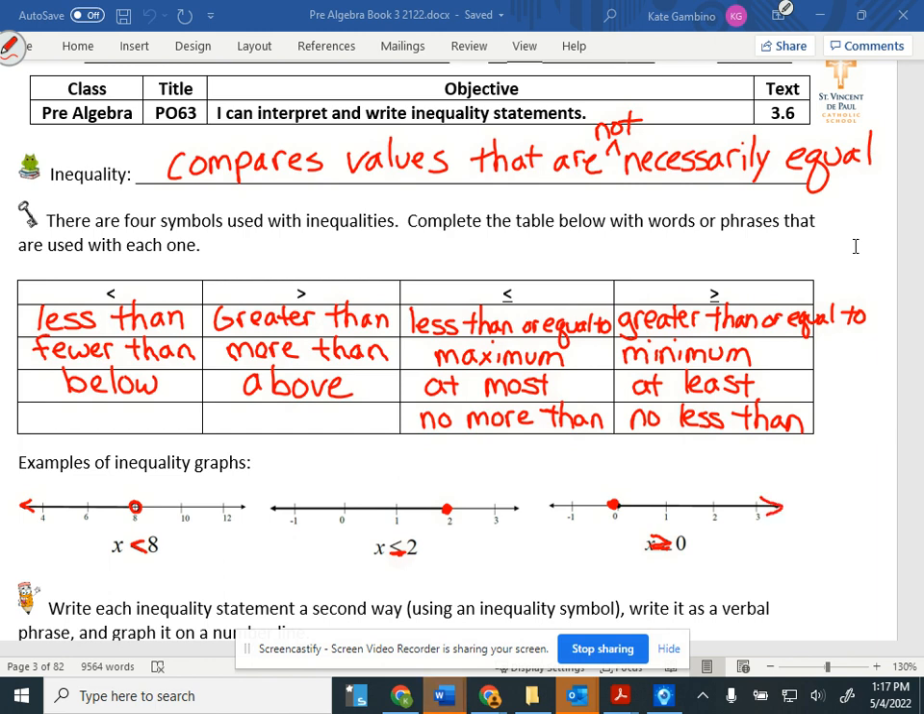The arrow goes the same direction as your symbol goes. So less than is pointing to the left, so our arrow goes to the left. Greater than, oh, this is a less than, so it's going to the left. Because those numbers are going smaller. Going to the left on the number line means that they are getting fewer. Going to the right, greater than, the numbers are growing.